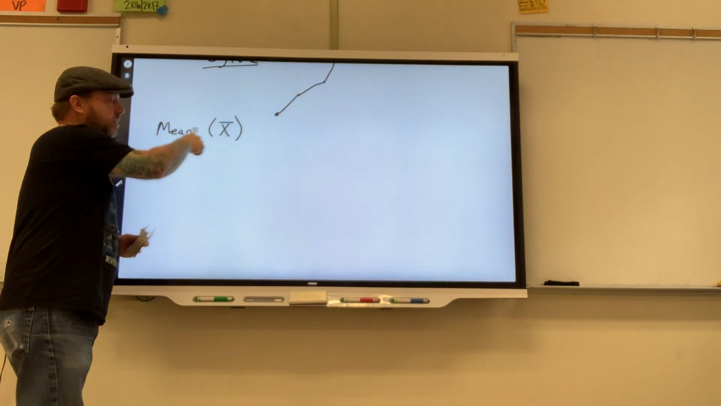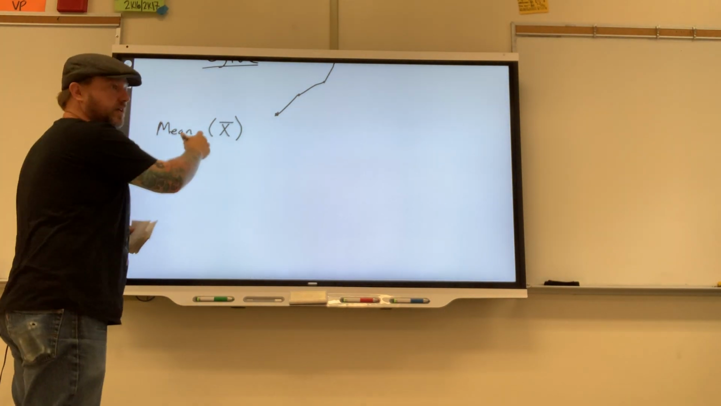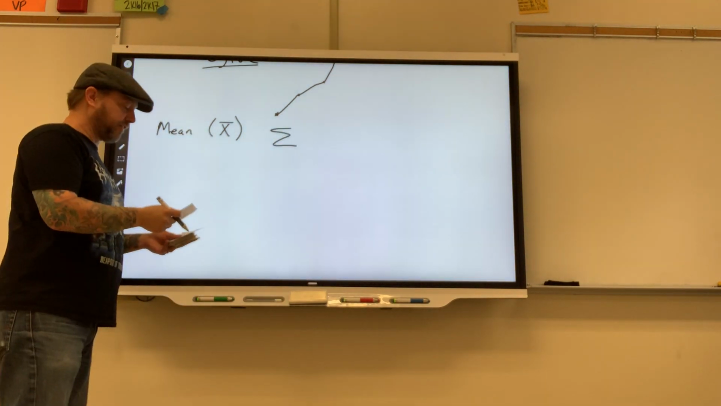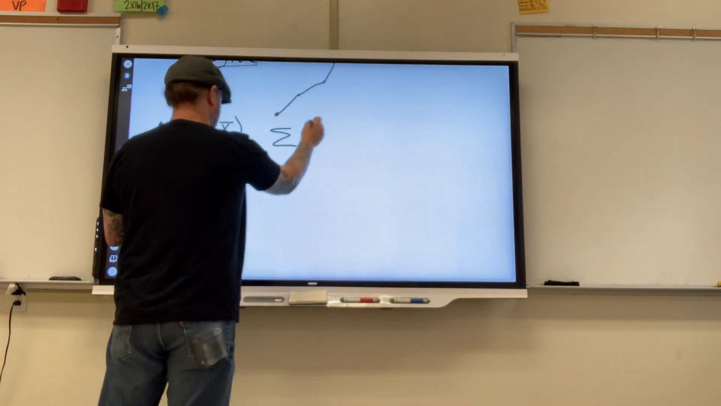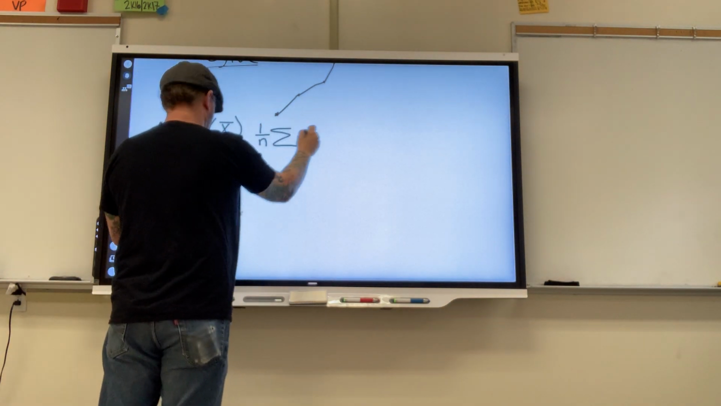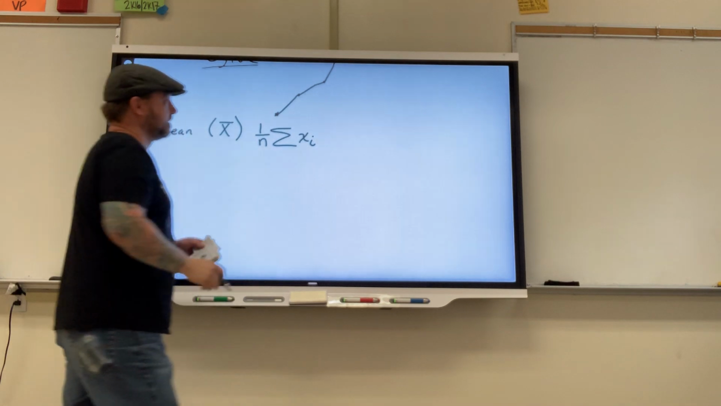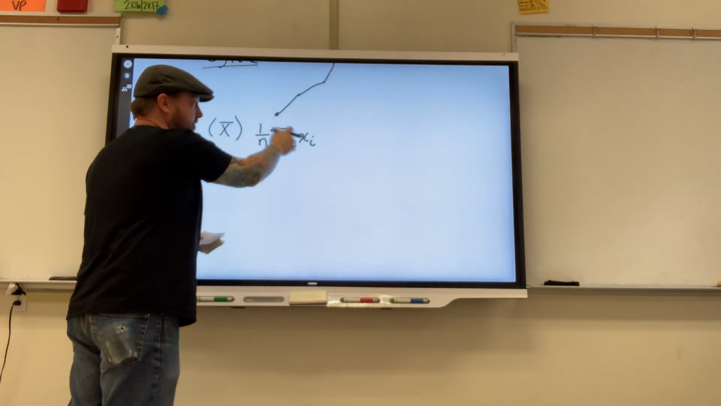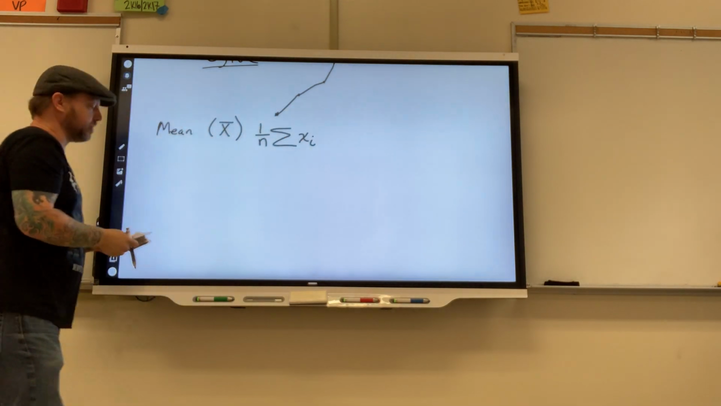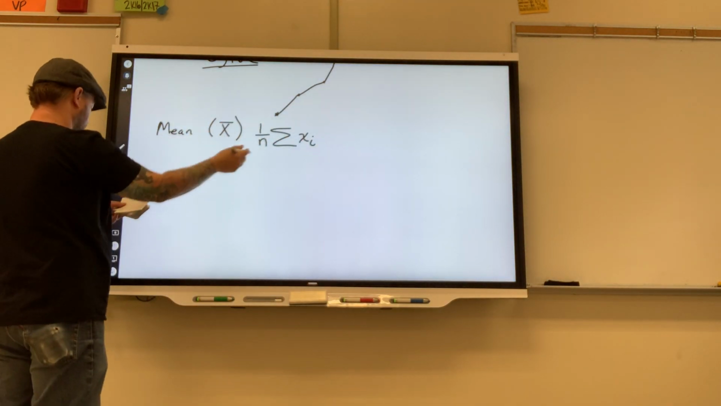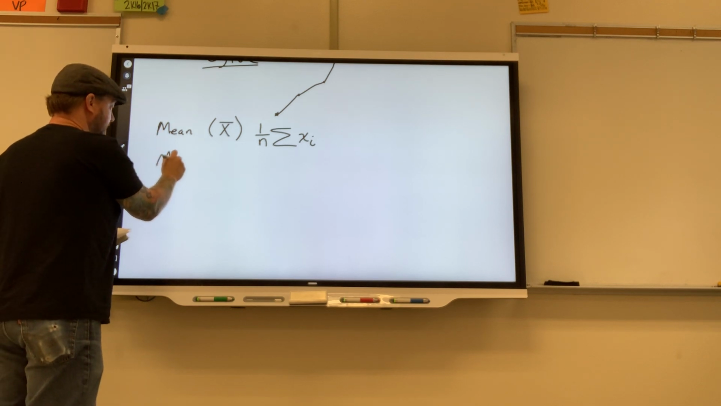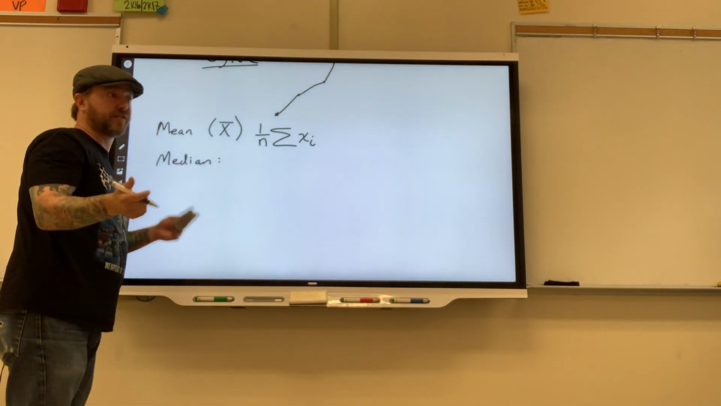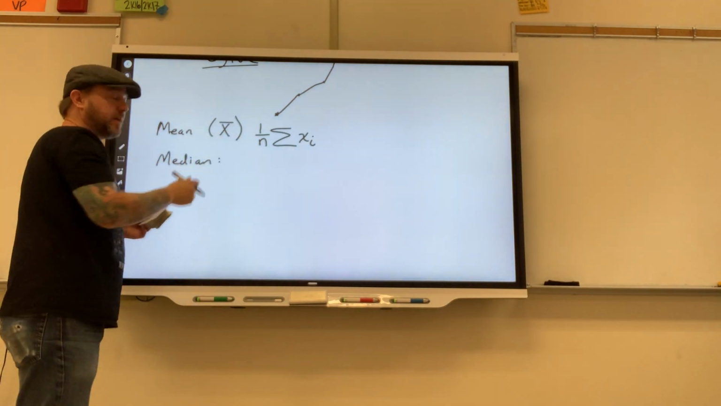When it's a sample mean, we abbreviate it X bar. The formula for the mean is on your formula sheet. It's just the sum of each individual x times 1 over n, or the sum of each individual x divided by the number of numbers in the data set. Median, it's just the number in the middle. If there's 2 of them, we take the mean of the medians.